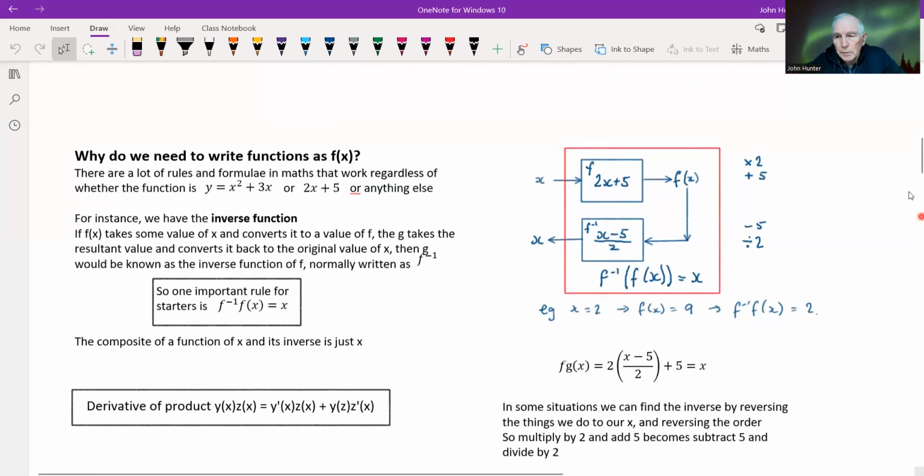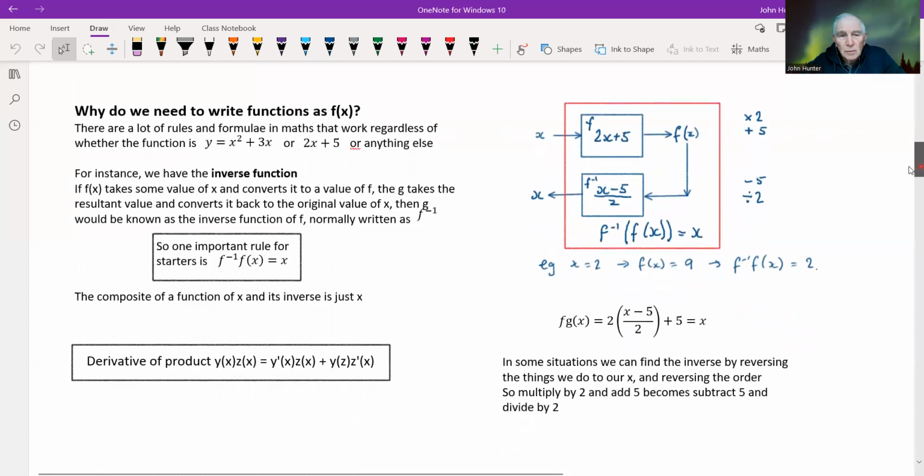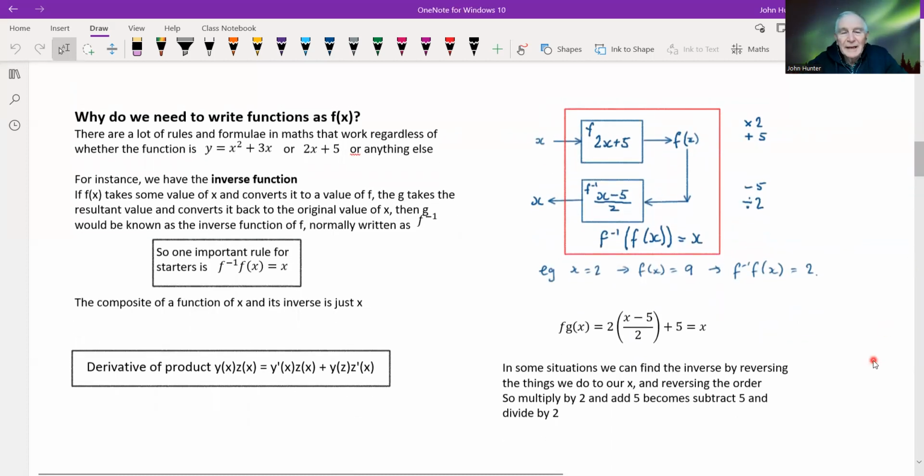Okay, so I suppose we need to ask the question: why do we need to do this? If you know that a function is x squared plus 3x, then why do we need to call it f of x? Well, the point is that there are a lot of rules and formulas in maths that are to do with functions, whatever the function is, in terms of the way that some of our helpful rules and equations apply to functions.